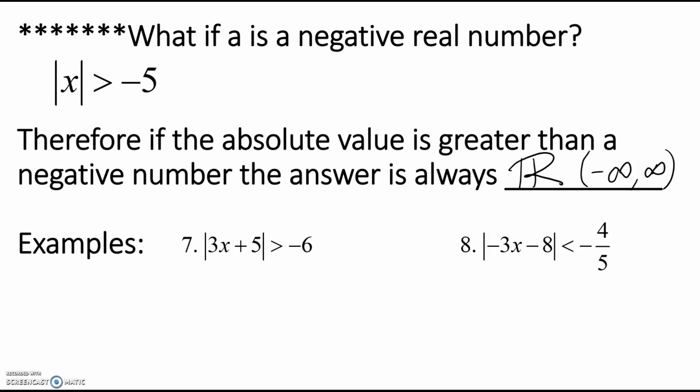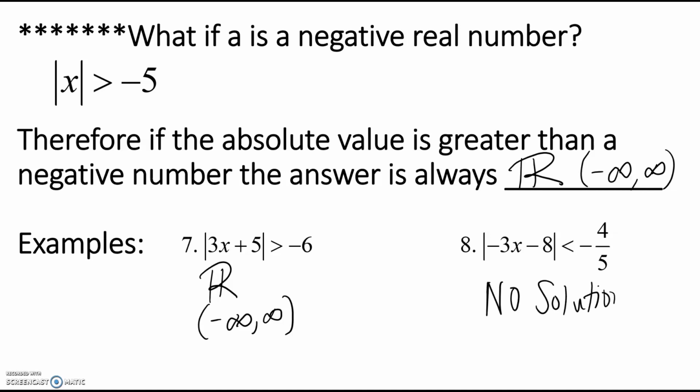My examples down here, number 7, absolute value of 3x plus 5 is greater than negative 6. This would be your all real numbers. And number 8, my absolute value here is less than a negative number, negative 4/5. So this one is no solution. Greater than a negative number is all real numbers. Less than a negative number is no solution.